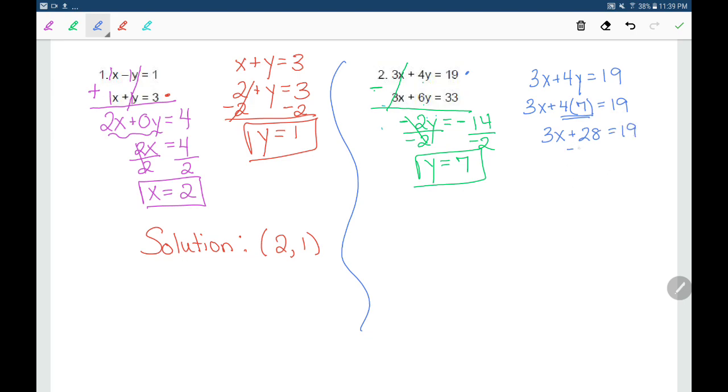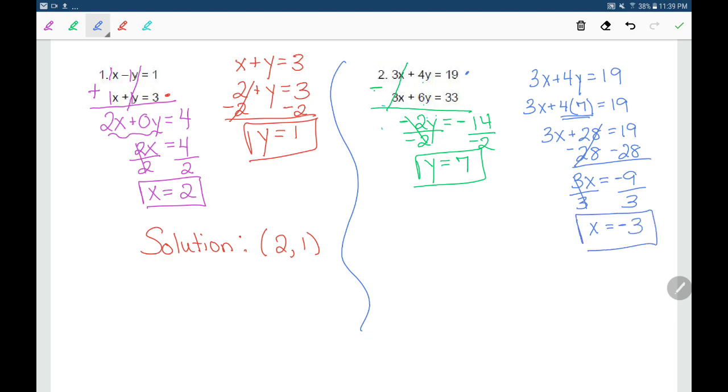So to get x alone, I'm going to subtract my 28 from both sides of my equal sign. I have a two-step equation now. 3x is equal to 19 minus 28, which leaves me with negative 9. Divide both sides by 3. Negative 9 divided by 3 is negative 3.